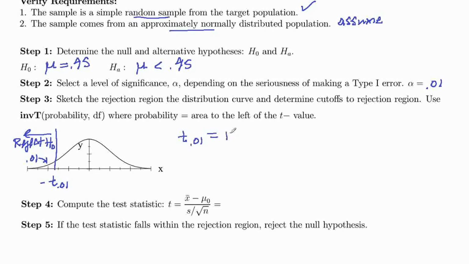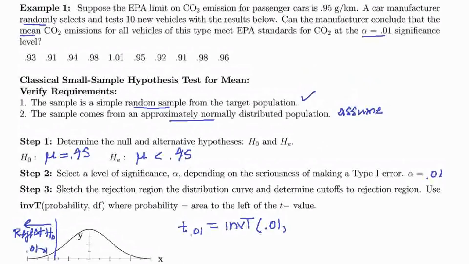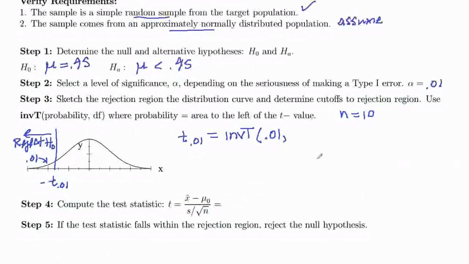For that t-value, we're going to use the inverse t distribution instead of inverse norm. We need to put our left area in there, which is 0.01, and then our degrees of freedom, which is n minus 1. Our sample size here was 10. We had 10 new vehicles, so n was equal to 10, and our degrees of freedom is 9.